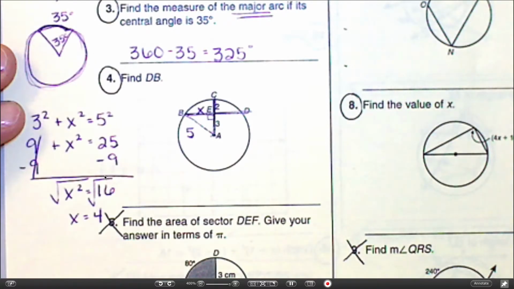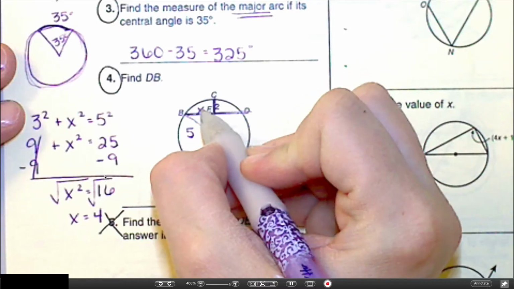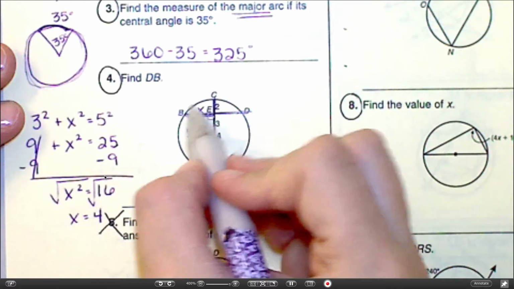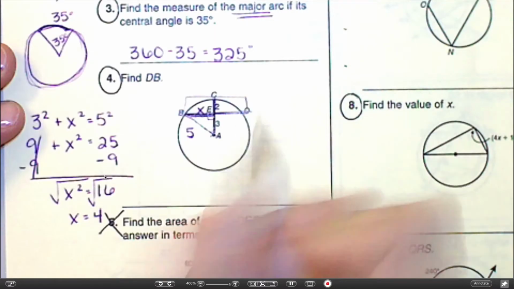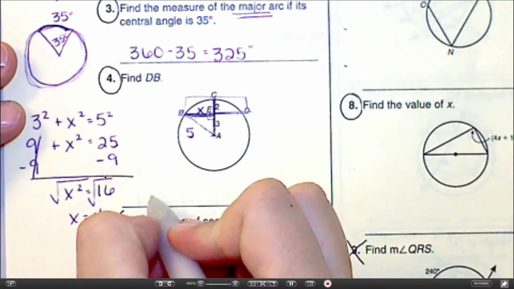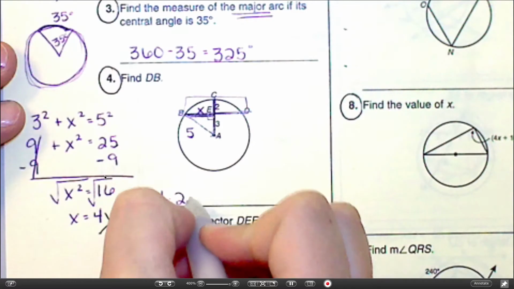Okay, Anarina, why am I timesing by 2? Oh, yep, that's right. So what I just found, that 4 is just this piece, okay? The question is asking me for this entire length, but I know that those two pieces are equal to each other. So if one is 4, the other one is 4. And so 4 times 2 is equal to 8.